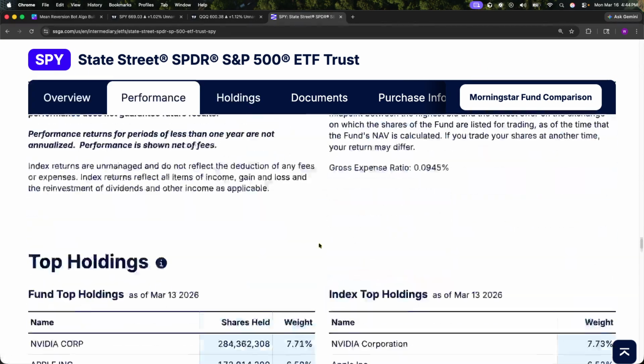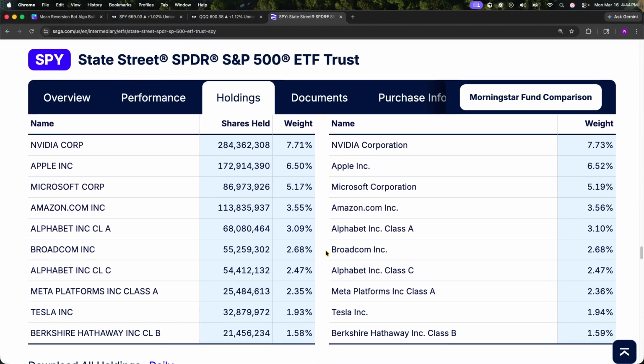We're going to go down to holdings. All right, so I want to show you just a few of the companies listed within the S&P 500, right? We have NVIDIA, we have Apple, we have Microsoft, Amazon. This is Google. Don't ask me why they can call themselves Alphabet Incorporated Class A. That's just weird, but hey, this is Google.